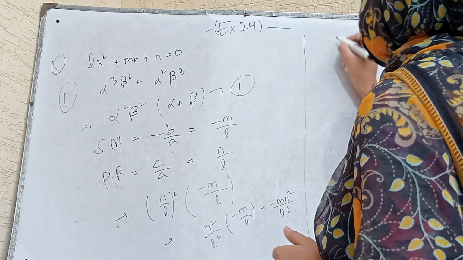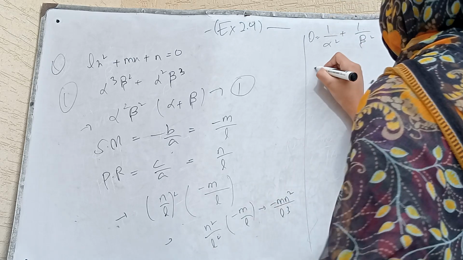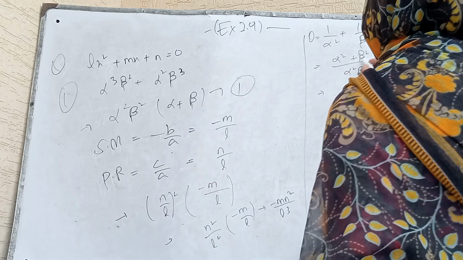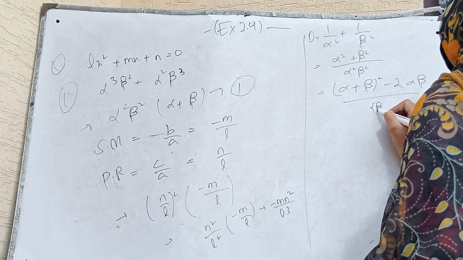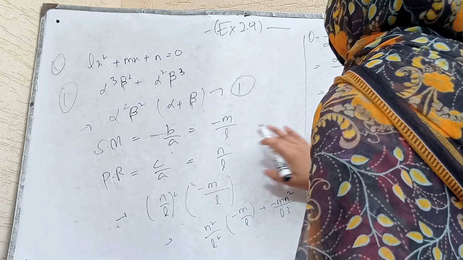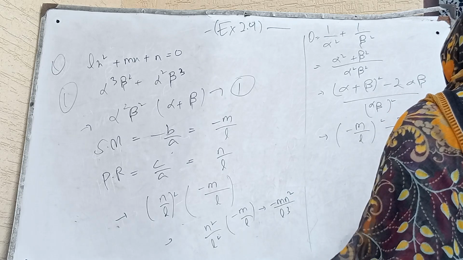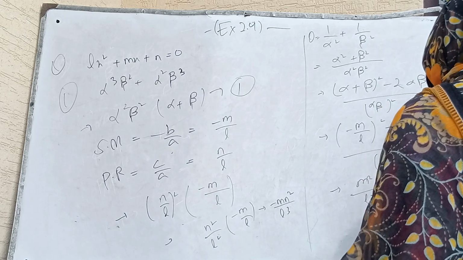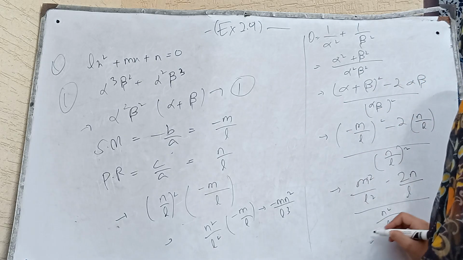The last question, which is 1 by alpha square plus 1 by beta square, taking the LCM, which is alpha square beta square, and opening the formula, which is alpha plus beta whole square minus 2 alpha beta divided by alpha beta whole square. So sum of the roots, which is the same, minus m by l whole square minus 2 n by l, whole square, m square l square, 2n l divided by n square over l square.